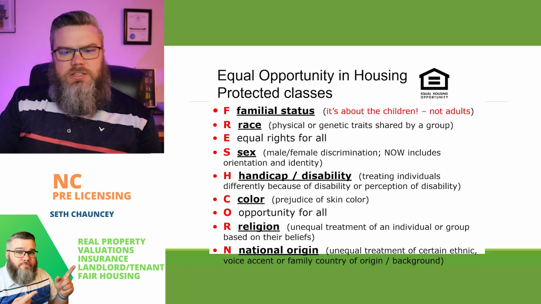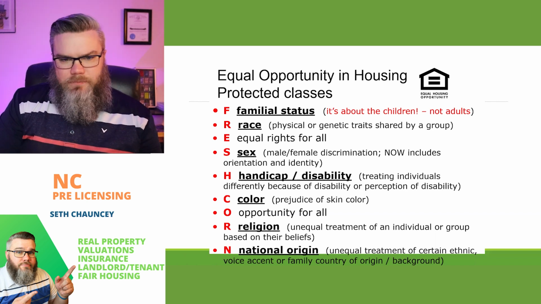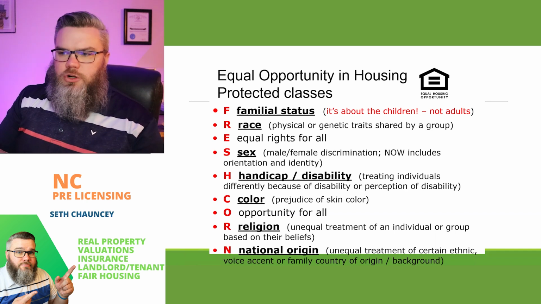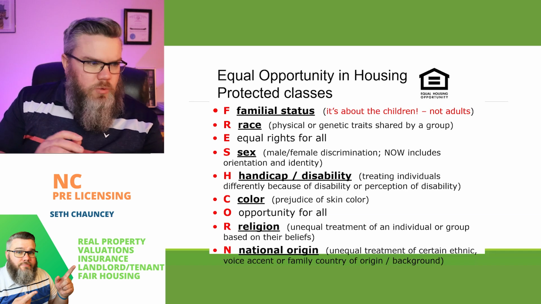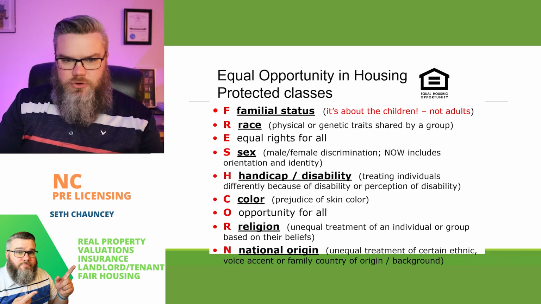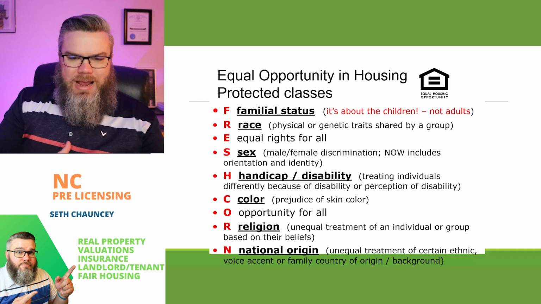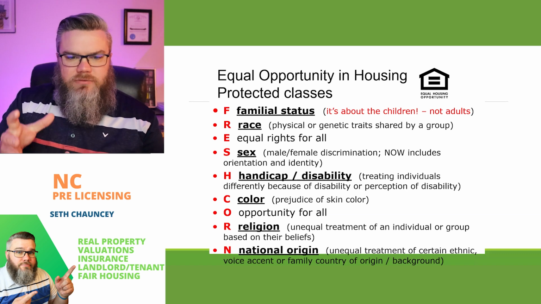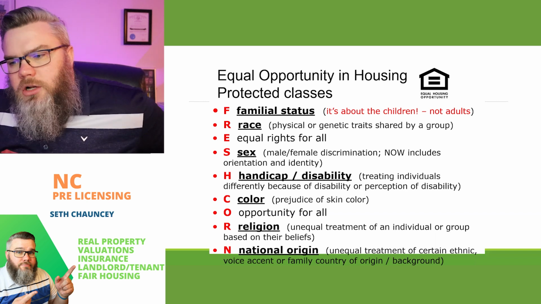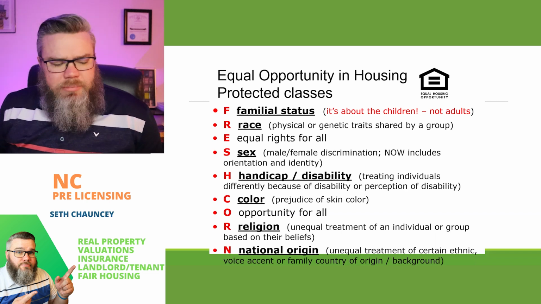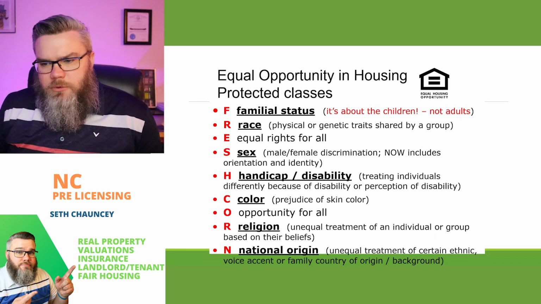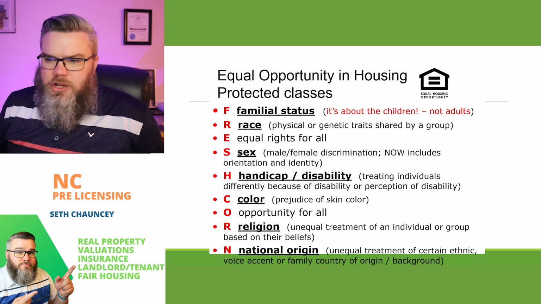So F is familial status, meaning whether or not you have kids or a pregnant woman expecting. That is what is protected under familial status. Kids, pregnant women. Race, physical or genetic trait shared by a group. E is that placeholder, equal rights for all. S is sex, historically male or female, now is interpreted as sexual identity and gender orientation as well. H stands for handicap or disability, whether they have one or the perceived handicap or disability, perception of disability. Color of skin. O is that placeholder, opportunity for all. R is religion, based on having one, not having one, or one different from your own beliefs. And the last one is national origin.